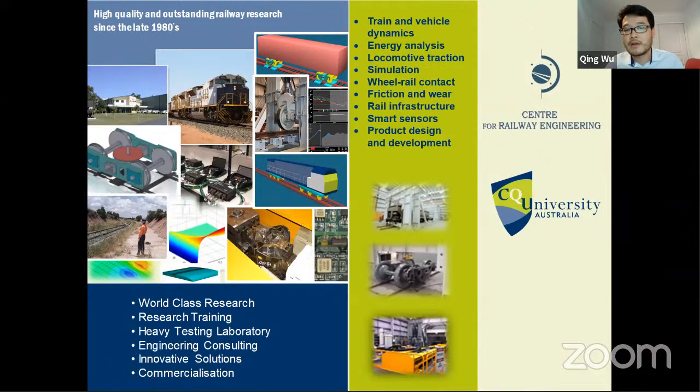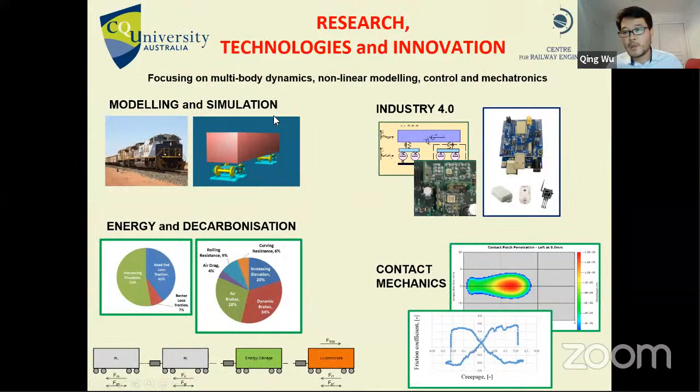Here, we are a railway research center. We do a wide range of research for railway systems, including train dynamics, energy analysis, wheel-rail contact, and of course infrastructure from a civil engineering perspective. We also develop sensors, hardware, and our own software. As shown in those three small pictures, we have a heavy duty laboratory. We can do all sorts of testing for different parts of those railway vehicles and track components. And traditionally, we have been focusing on multi-body dynamics simulation, which is quite similar between road and railway vehicles.